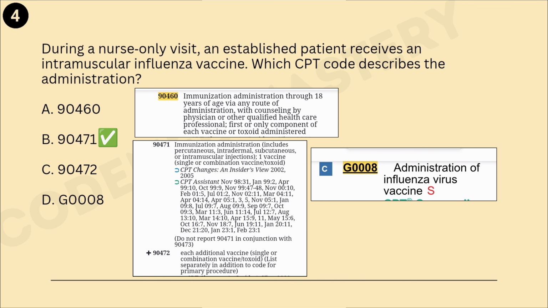In the question, they have given nurse only visit, only one intramuscular influenza vaccine, and there is no counseling. So we cannot use the code 90460. It is for counseling. And the code 90472, that is option C, is for each additional vaccine. In the question, they have given only one vaccine. So option C is also wrong. And the code in option D, that is G0008, is for Medicare influenza vaccine administration. In the question, they have not mentioned Medicare. If the question states Medicare term, then only you are going to use the code G0008. So it is wrong here.